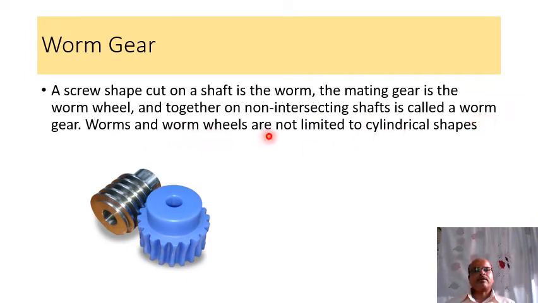Worms and worm wheels are not limited to cylindrical shapes. So the screw shape cut on a shaft is the worm, the mating gear is the worm wheel, and together on non-intersecting shafts they are called a worm gear.